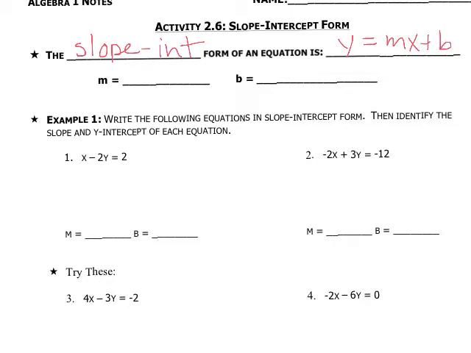The parts: x and y will always be there. Do you know what m represents? Slope. It's always the slope, right? We talked about that last unit. So m is the slope. And that would leave b as my y-intercept.